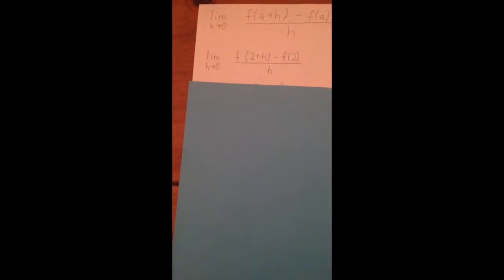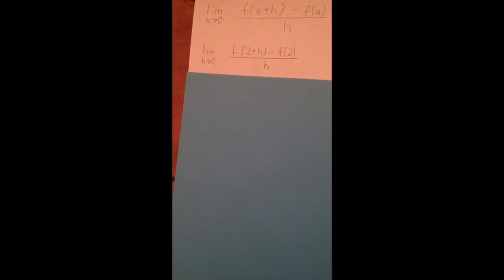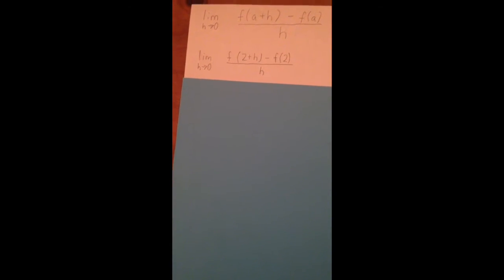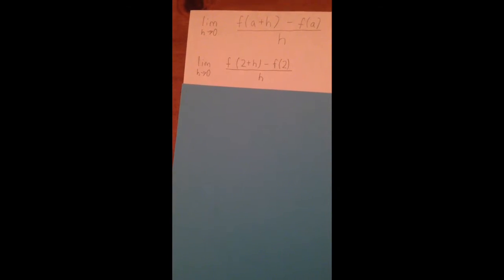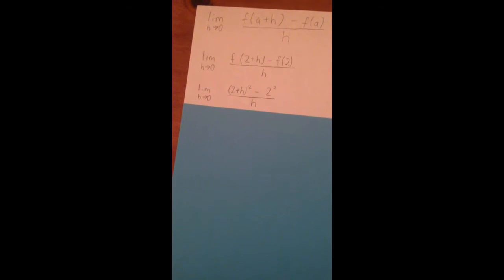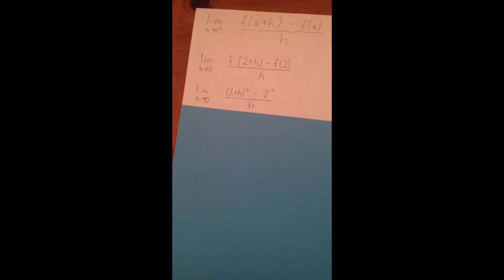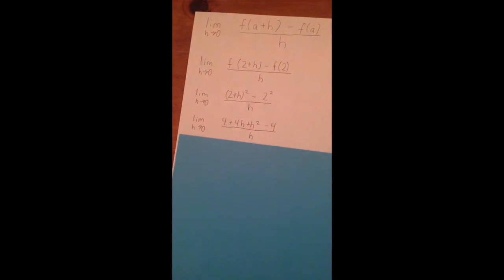We know that a is the x value at the point of tangency, so a is 2. We can substitute all a's in the expression for 2. Then we get this. The equation of the function is x squared, so we can plug in the value of 2 plus h into that equation and 2 into that equation. And then we can simplify this expression more.